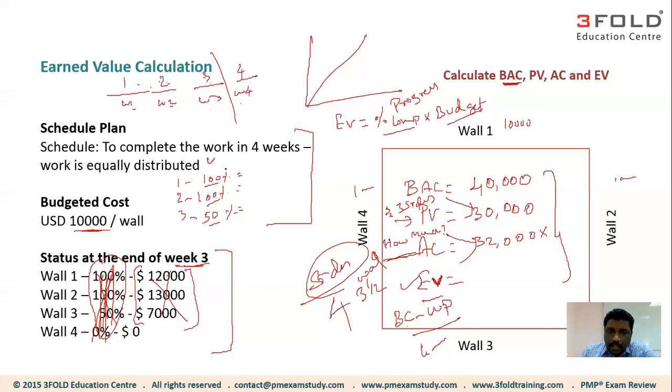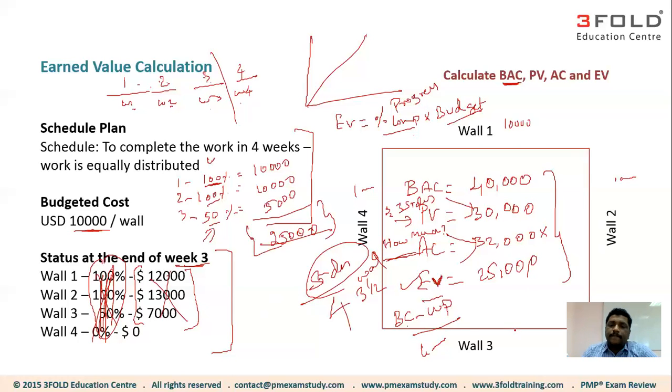Now, the percent complete for work package one, or wall one, is 100%, so the earned value is 10,000. The same goes for wall two, 10,000. But if you look at wall three, you finished only 50%, which means only 50% of the budget, 50% of 10,000 is 5,000. So in this case, the earned value is 25,000. So we get 25,000 here, right?